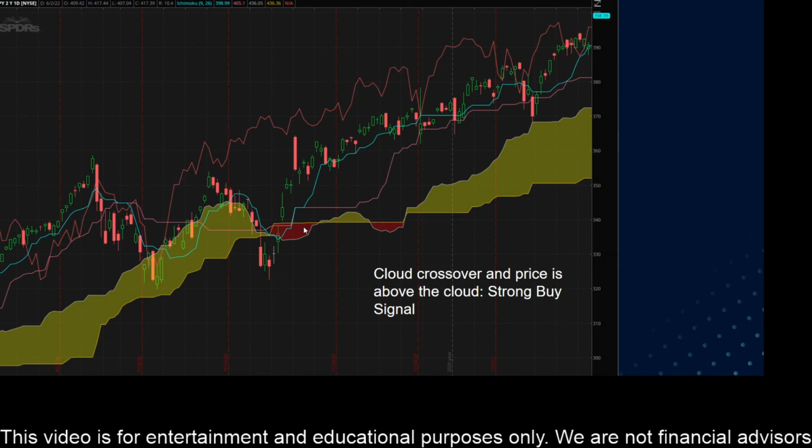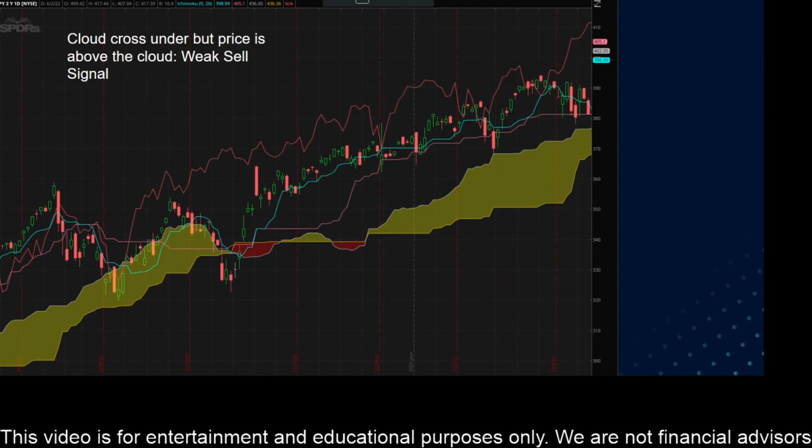So you can see a couple instances here where the cloud is red, and then we have a crossover, it turns yellow, and then again we have the cloud going red, crossing over back into the yellow color. Strong buy signal here. So here we have the cloud cross under, but the price is above the cloud. This can be a weak sell signal. So you can see that the cloud here is actually red, but you can see the price action is above the cloud still. So this is going to be a weak sell signal.